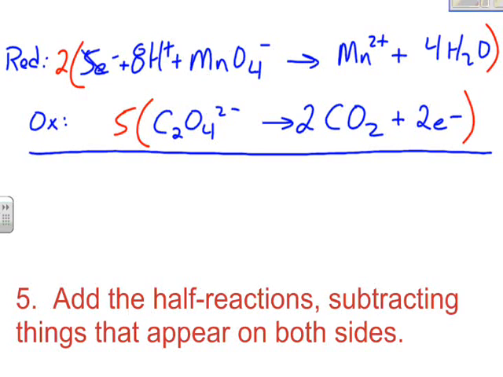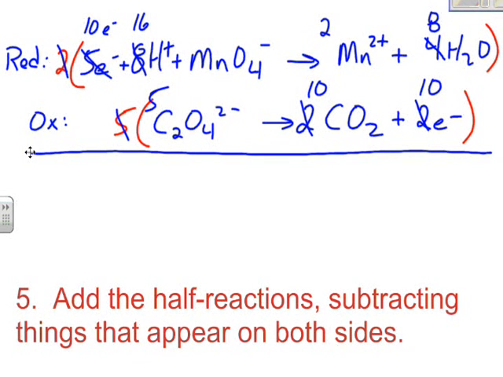So if we multiply the 2 through, I have 10 electrons, I have 16 hydrogens, I'll have 2 of the manganese ion and 8 waters. And if I multiply this one through by 5, I get 5 of the oxalates, I get 10 of the carbon dioxide, and 10 electrons. So before I add them together, let's cancel things out. So we have our electrons canceling out, which is a good thing. And it looks like that's about all that we're going to cancel out in this reaction.